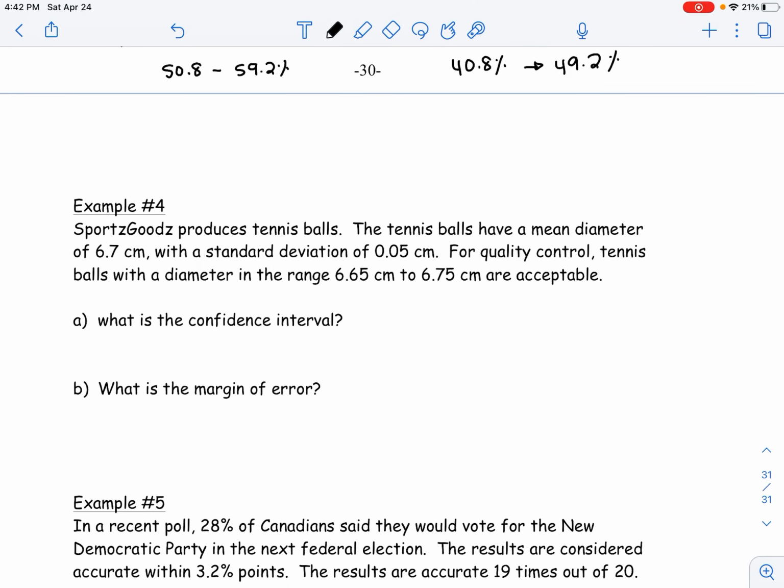Okay, for example number 4, they're not asking us for the confidence level, and they're not giving us that 4 out of 5 or 17 out of 20 number, so we don't need to find that. We need to find out what the average number is. They're telling us that the tennis ball has a mean diameter of 6.7 with a standard deviation of 0.05. For quality control, tennis balls with a diameter in the range 6.65 centimeters to 6.75 are acceptable. So we know our minimum and maximum.